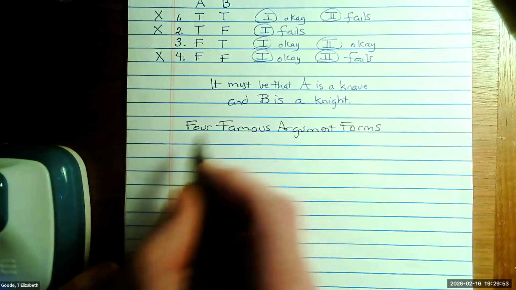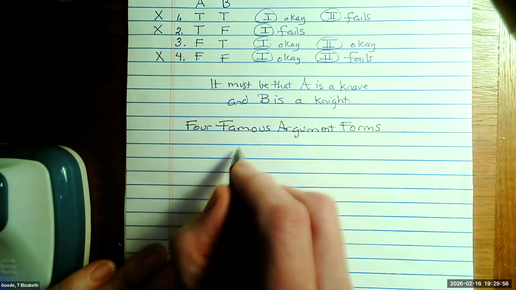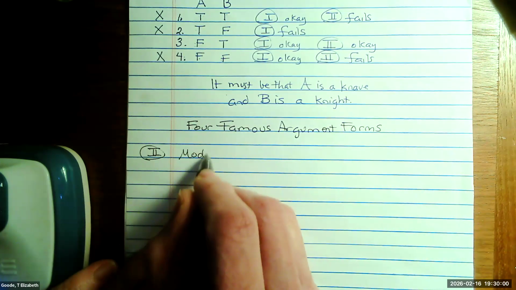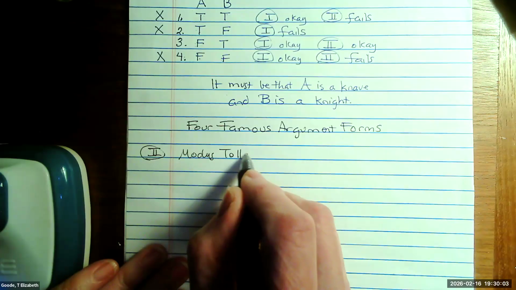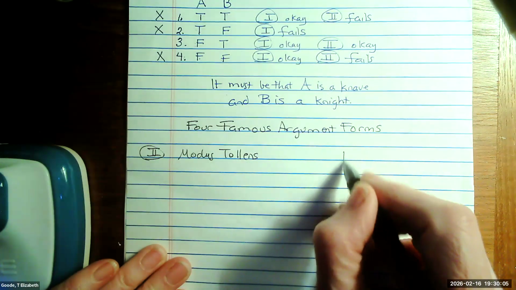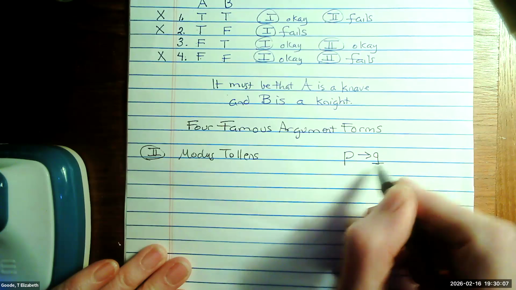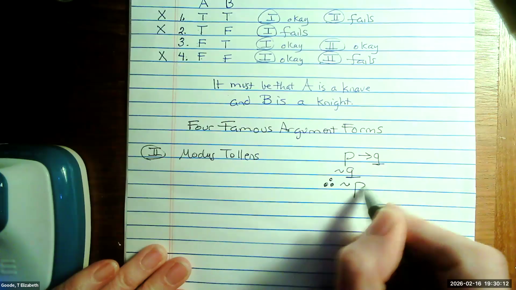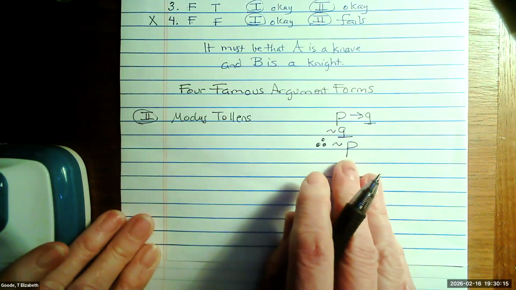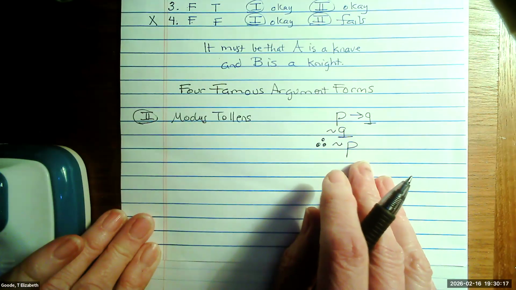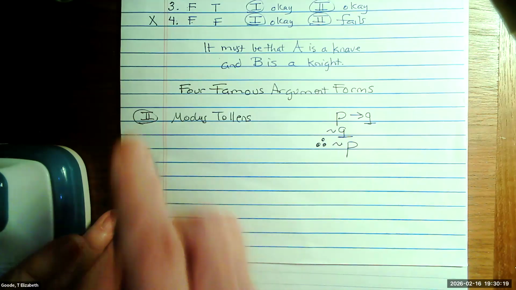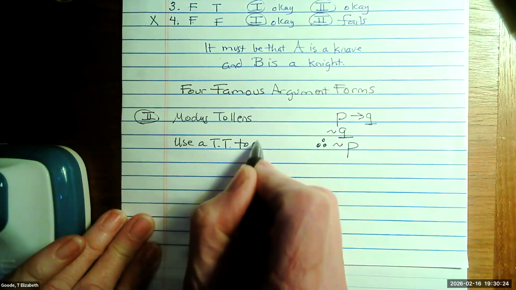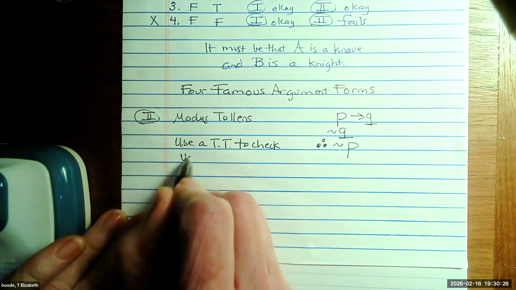All right, so for example, one of the argument forms is modus tollens. And the form looks like this: if P then Q, not Q, therefore not P. Now, if we want to check that that really is a valid argument form, we can use a truth table to check the validity.